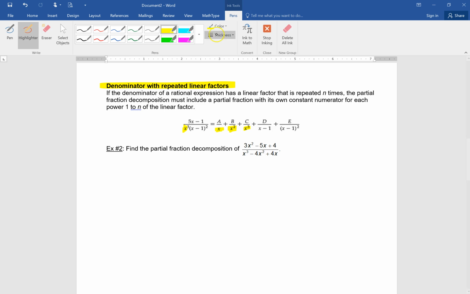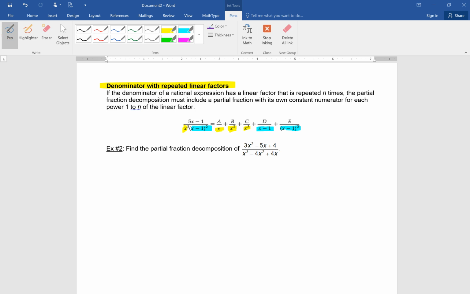Look at this next one. You have x minus 1 squared, right? So you need 1 for an x minus 1 to the 1, and then an x minus 1 to the 2 until you reach that point. What if you had an x to the 4? What would you have? You would have 4 of them. X, x squared, x cubed, x to the 4.